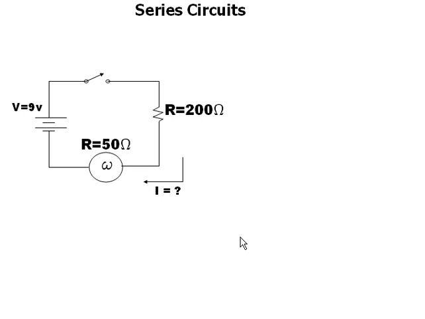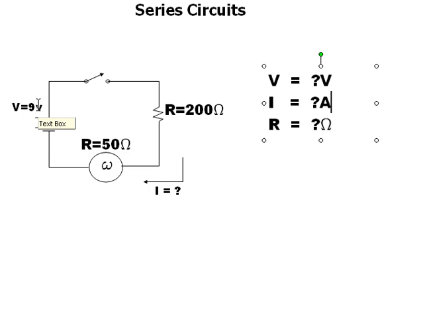Well, what's the goal here? The goal is to figure out how much current is flowing in this circuit. We know we have a voltage, we know we have resistance, and we don't know the current. So the first thing you need to look at is the three values. What is it we're looking for? The first thing is voltage. Well, we have one voltage source, a battery that's worth 9 volts. So we replace the question mark here with 9 volts.